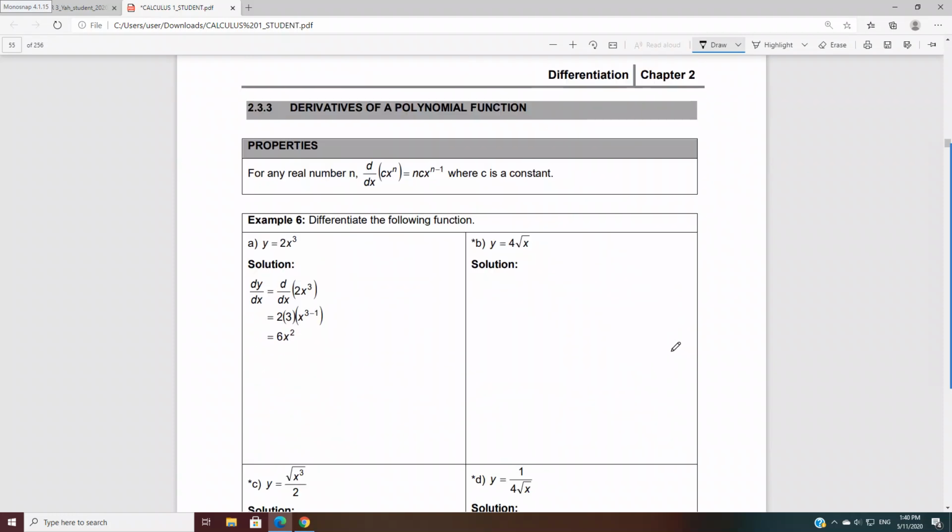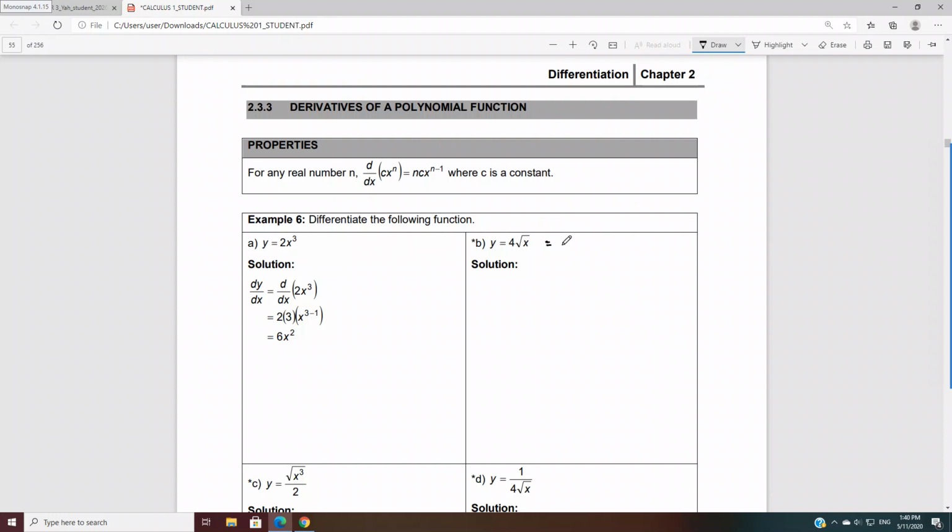Okay, ni derivative of a polynomial function. So polynomial function ni maksudnya ada skalar macam ni kan, 2 ni. So kita letak ke depan lah 2 ni. Okay, so macam yang ni 2x cube kan. So bawa pergi depan, 3 bawa pergi depan. So 2 darab 3 x to the power of 3 minus 1. So dapat 6x square lah.